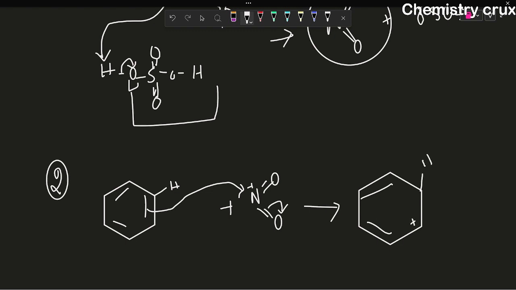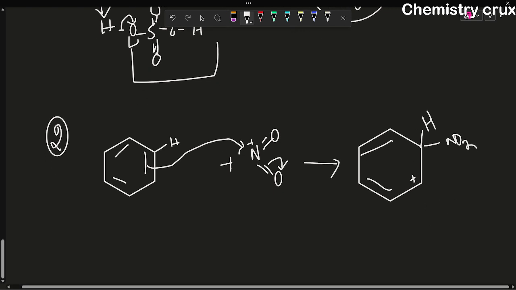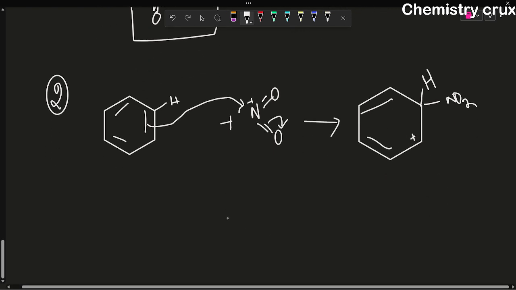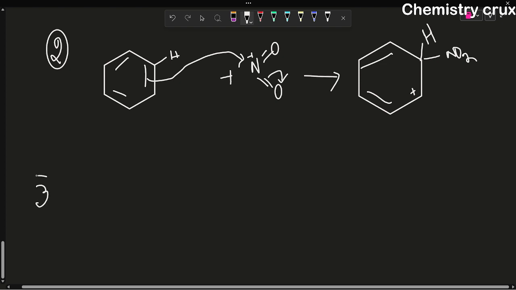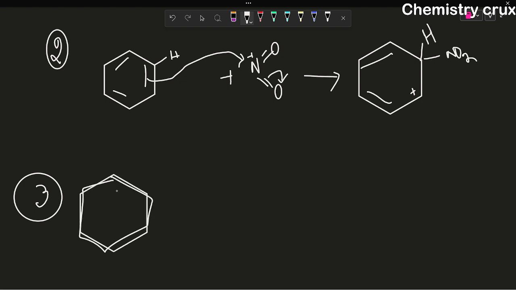H is here, and NO2 is here, fine. Now NO2 is here. Now what happens is that the third step will come into play, in which a restoration of aromaticity will take place. Now we have got this Arenium ion, a positive charge over here. This has H, and it has NO2.